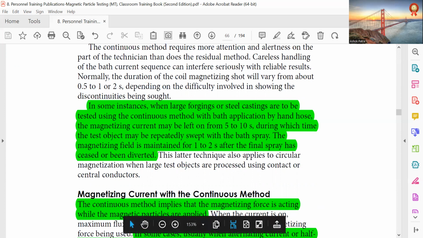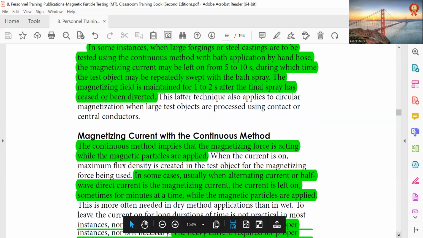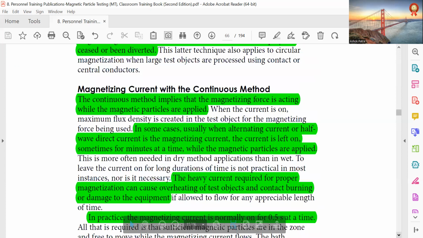The continuous method implies the magnetizing force is acting while the magnetic particles are applied. In some cases, usually when alternating current or half wave direct current is the magnetizing current, the current is left on, sometimes for minutes at a time, while the magnetic particles are applied.